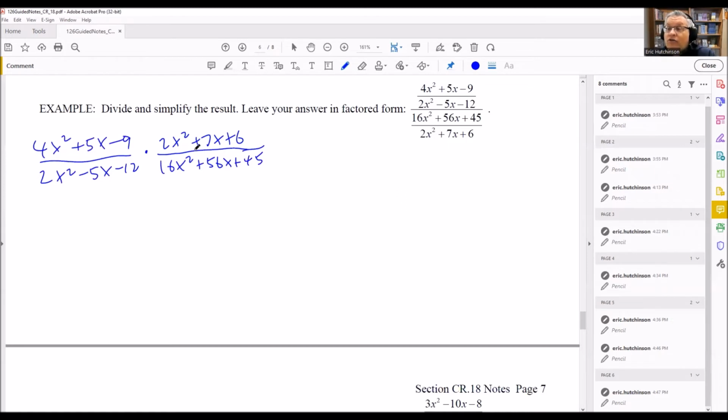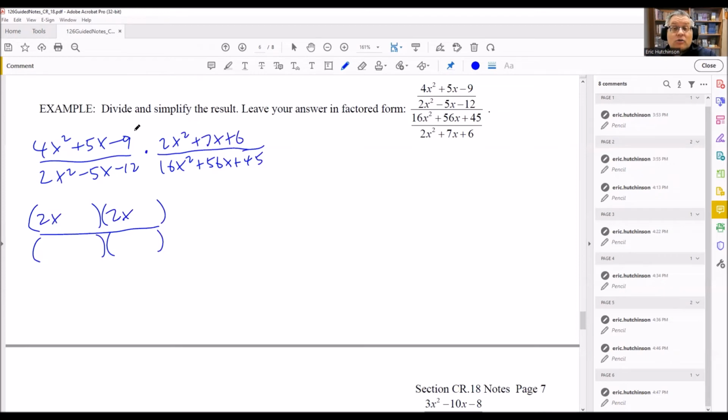All right, so now we want to factor everything top and bottom. So what I'm going to do is factor these by using trial and error. Let's just look at the first fraction here. Now I want to get 4x squared, so I need to put a 2x here and a 2x here.